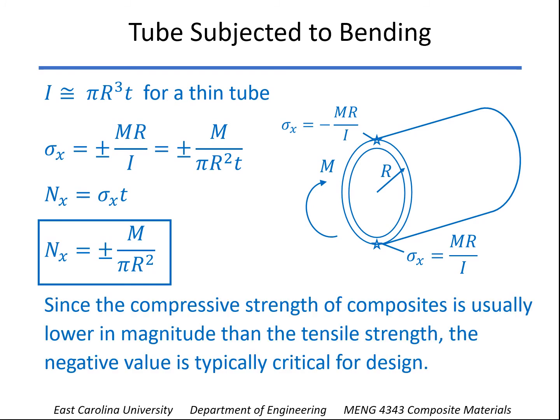Usually it's going to be the negative value that we're going to look at that's going to be critical, because the compressive strength of composites is almost always going to be lower in magnitude than the tensile strength. And so the compression is critical.